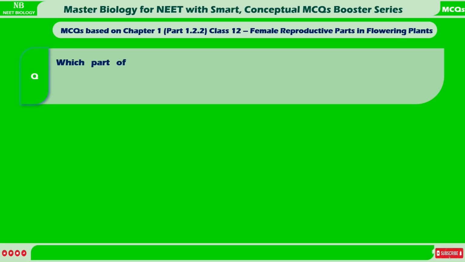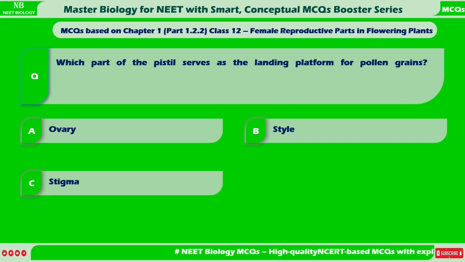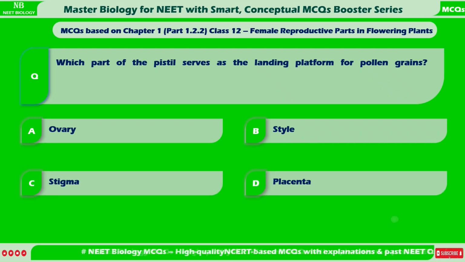Which part of the pistil serves as the landing platform for pollen grains? A. Ovary. B. Style. C. Stigma. D. Placenta.